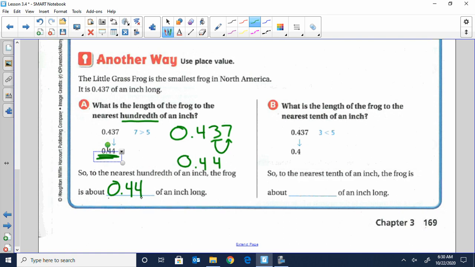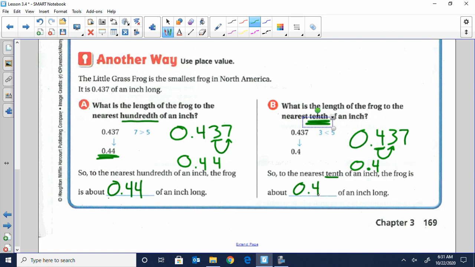If we take the same number, 437 thousandths, and round it to the nearest tenth, so it's key that you know your place values. The tenths is this 4. The 4 looks to the 3. The 3 is less than 5, so it's going to tell the 4 to stay the same. Everything in front stays the same, and everything behind the tenths place will drop off. Which means when we round it to the nearest tenth, we have 4 tenths.